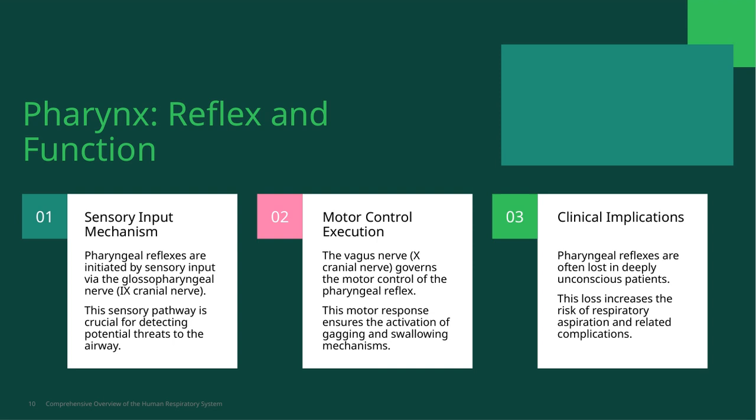Now, from a clinical perspective, it's important to note that in patients who are deeply unconscious, these pharyngeal reflexes are often diminished or lost altogether. This loss significantly increases the risk of respiratory aspiration, which can lead to serious complications like pneumonia. So, understanding these reflex mechanisms is key because they highlight how our body naturally protects the airway, and also why caution is needed in unconscious patients to prevent respiratory issues.